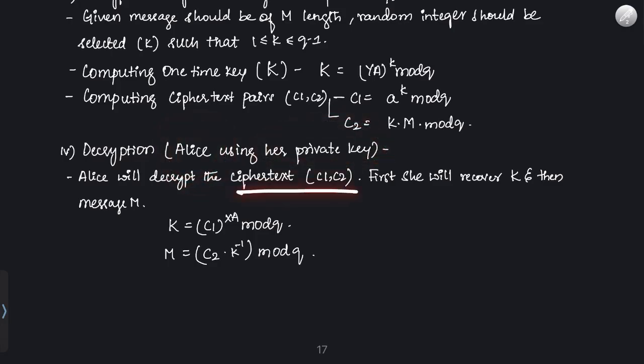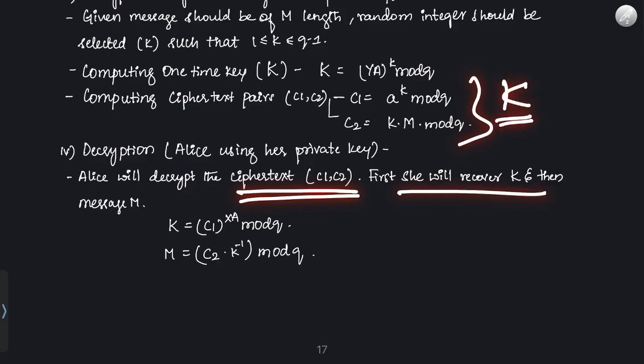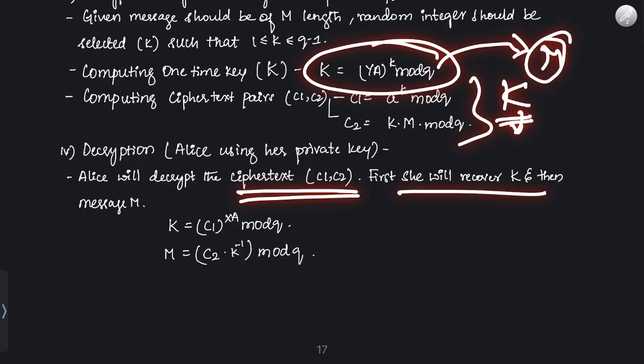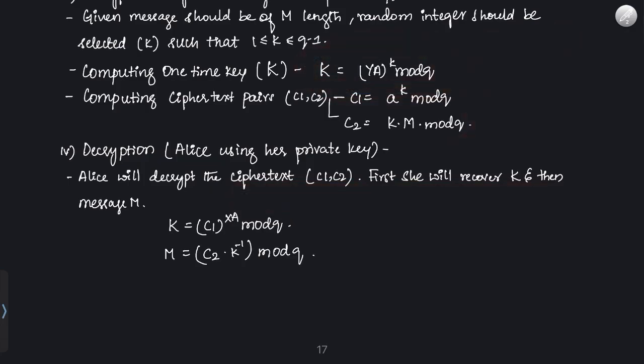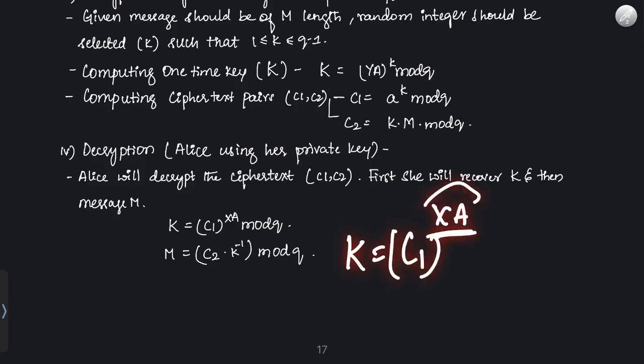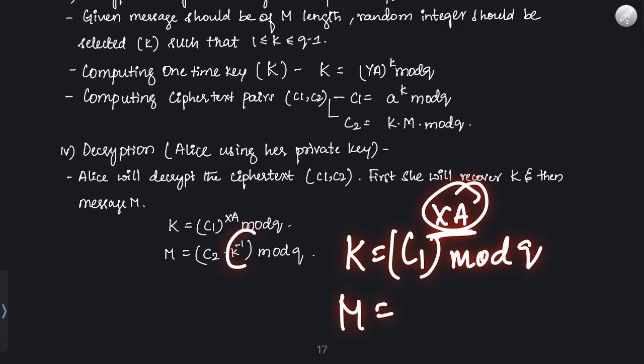So Alice will decrypt the ciphertext pair C1 and C2. Firstly she'll recover the one-time key, and after receiving the one-time key, she'll be able to get the M value, that is the message. So here we have two formulae. In order to get the key, K is equal to C1 into XA mod Q, where XA is the private key of Alice.